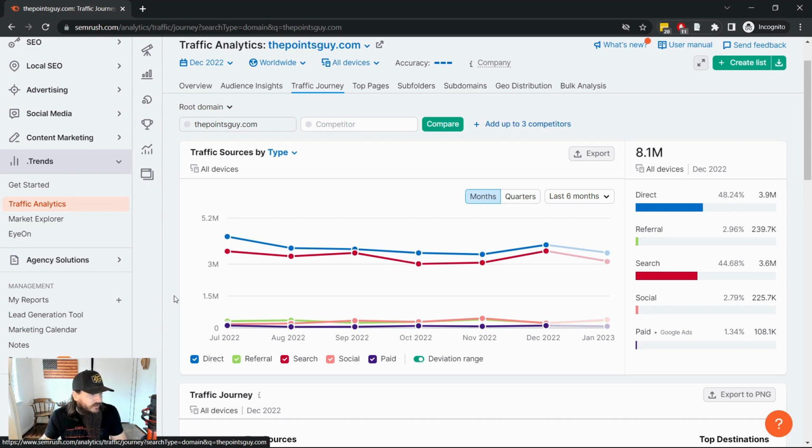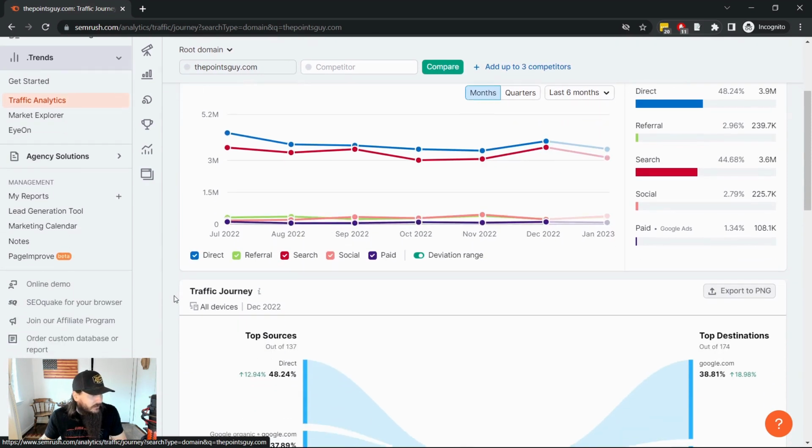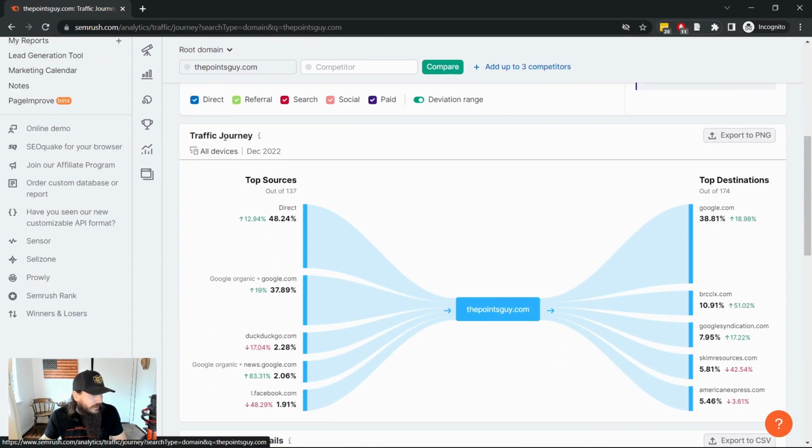You can look at some specific sources in this traffic analytics report from SEMrush just by looking at this traffic journey chart here. There's also a chart below that gives you some of these top referring sources, to really understand where this traffic is coming from. Is it a Facebook group that sends a lot of links and referrals over to the site? In this specific case with The Points Guy, there is a pretty good community that sends a lot of traffic from Facebook.